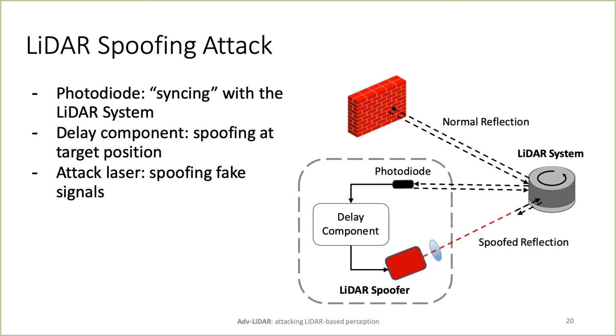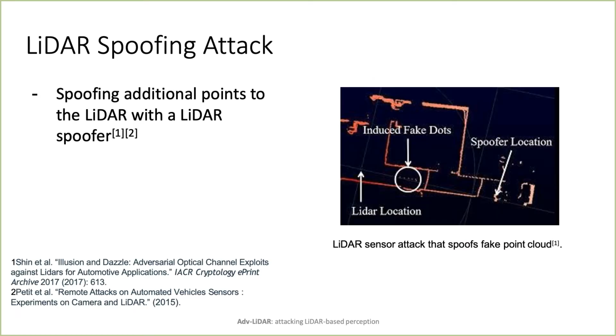And using this delay component, we can determine that if we increase the amount of delay, the fake obstacle is going to appear farther away. Less delay, it'll appear closer to the system. And so if you can see in the picture there, we have the LiDAR location on the left and the spoofer all the way on the right. And in the point cloud the LiDAR builds, we're able to create these fake dots that the LiDAR thinks are there, but really aren't. They're just from our spoofer sending these pulses towards the LiDAR.